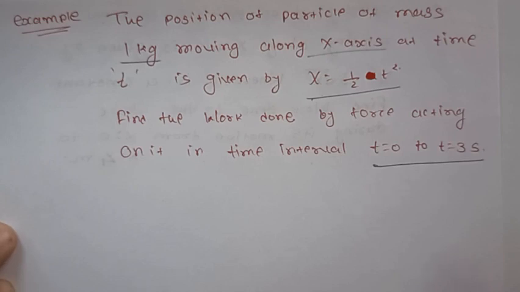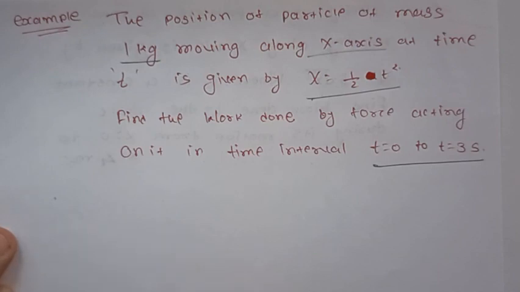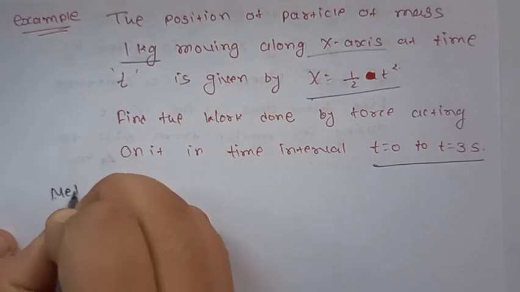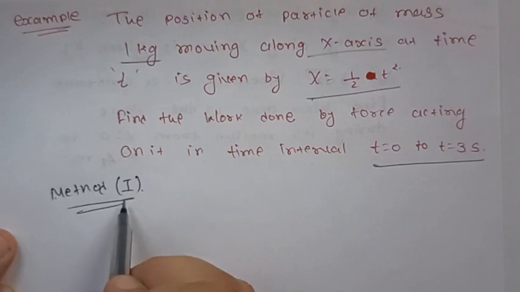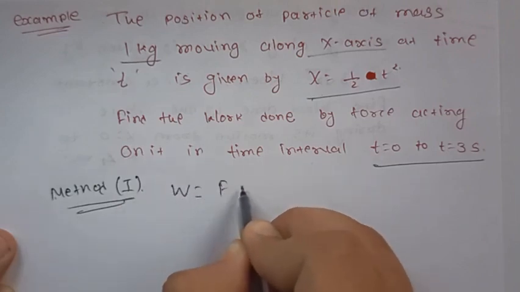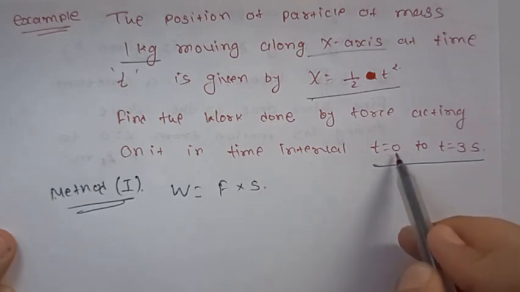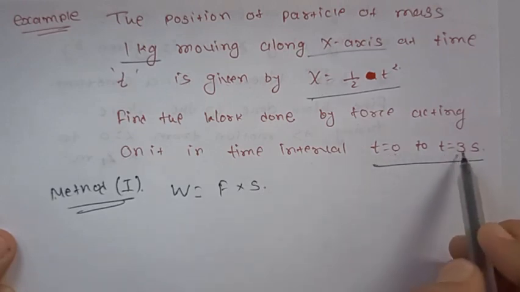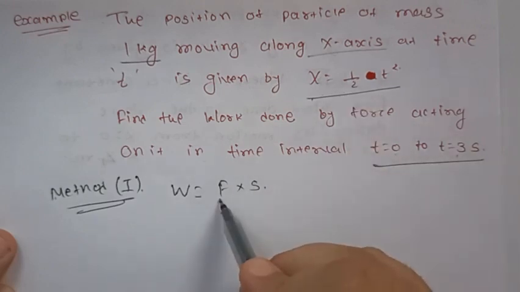First, we will find the work done by the regular method and then we will use the work energy theorem so that you can compare both the methods. So method 1. The work done is force into displacement. We can find displacement between 0 to 3 seconds from this equation directly. We have to find the force.